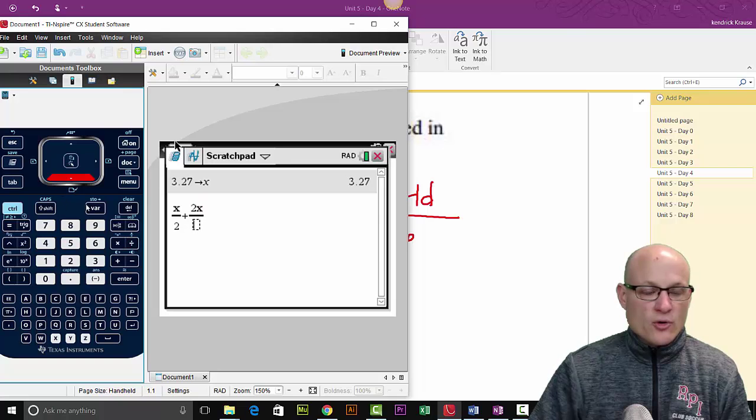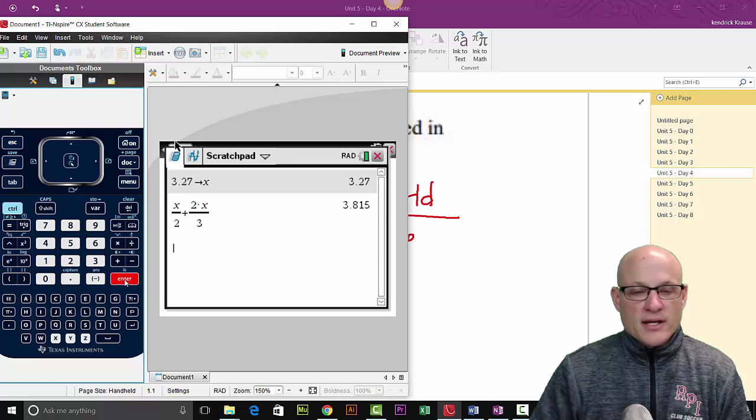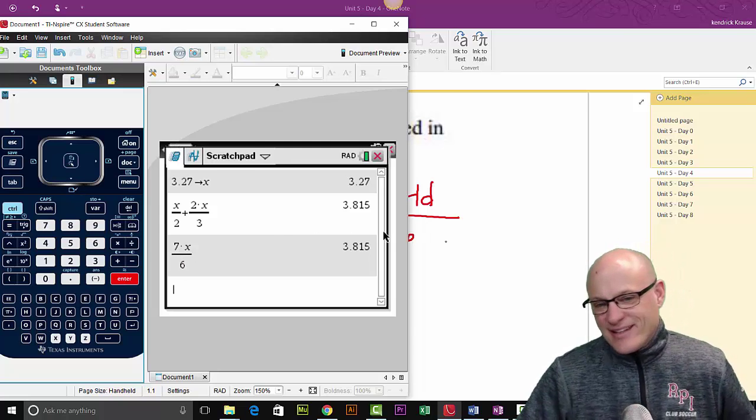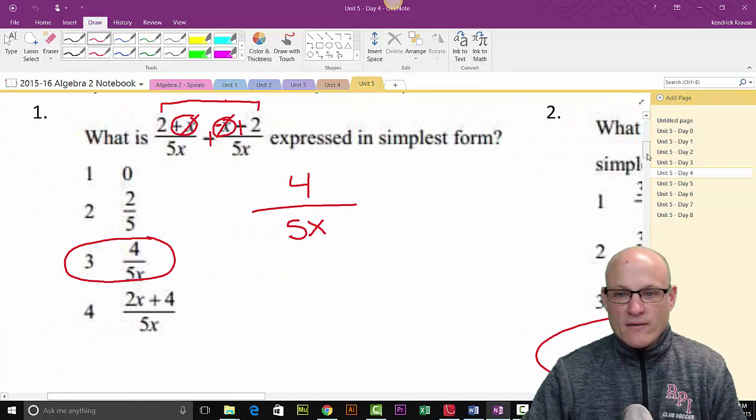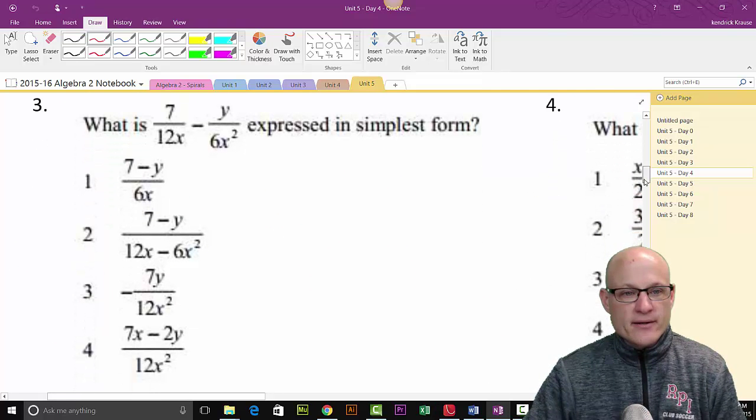2x over 3. And you get 3.185. And we said the answer was 7d over 6. And hopefully we get the same exact value. It's easy to check your answers with these, children. Come on now. Man. Okay.